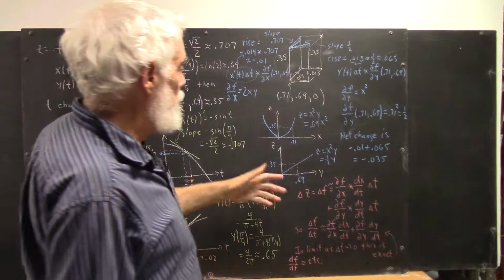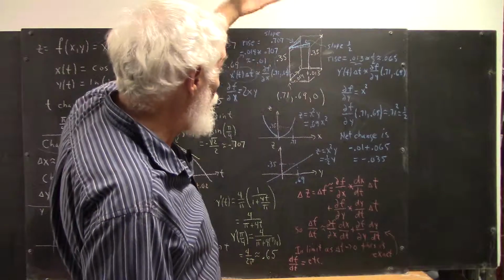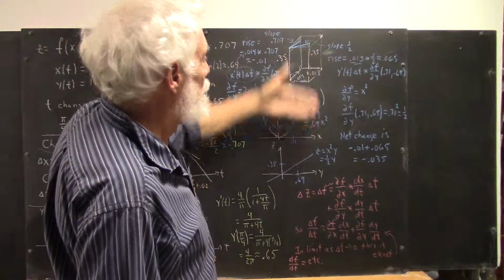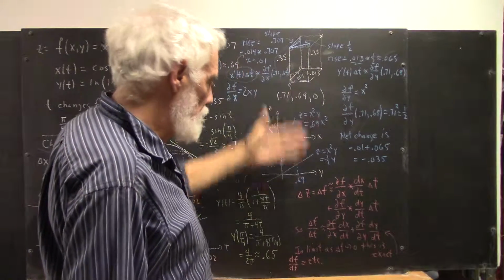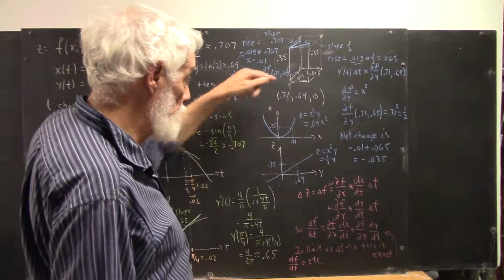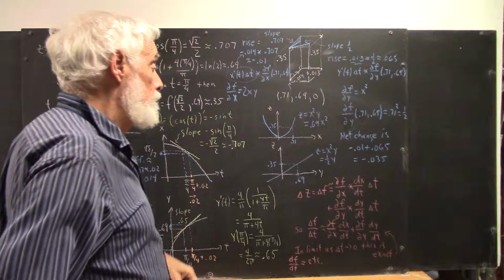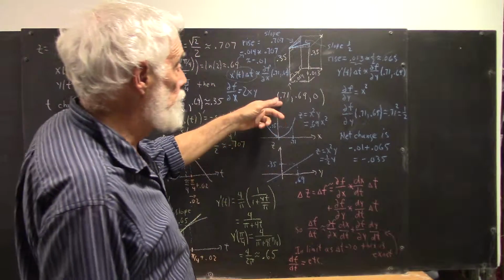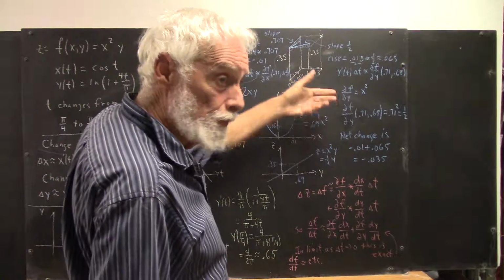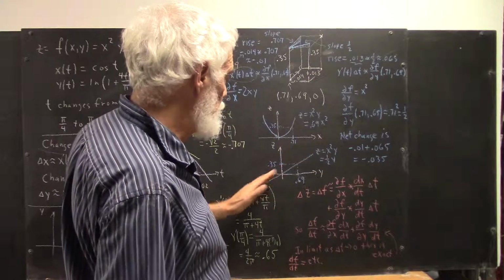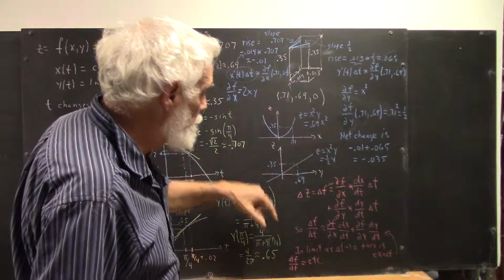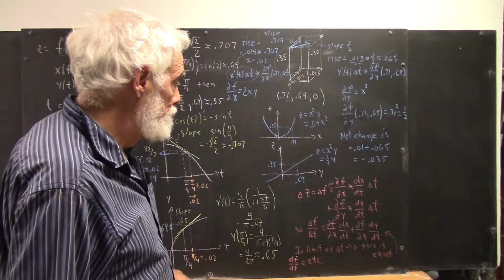Okay, and then if we confine ourselves to constant y, we get a graph in a plane parallel to the yz plane. It's not the yz plane, but it's parallel to the yz plane through this point. And since x equals 0.71, which is really square root of 2 over 2, x squared is 1/2, and we have z equals 1/2 y. So the slope in the y direction is always 1/2 everywhere.